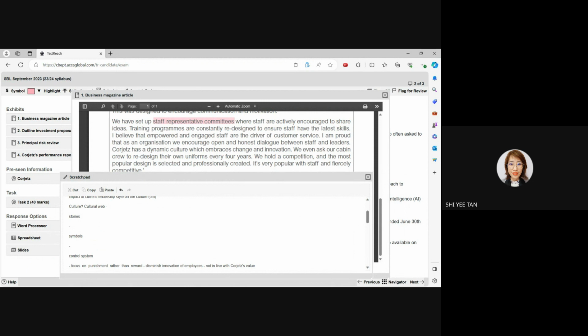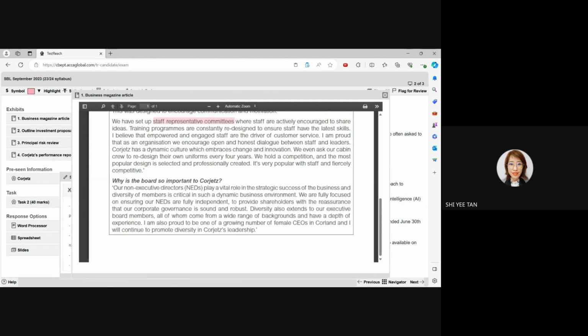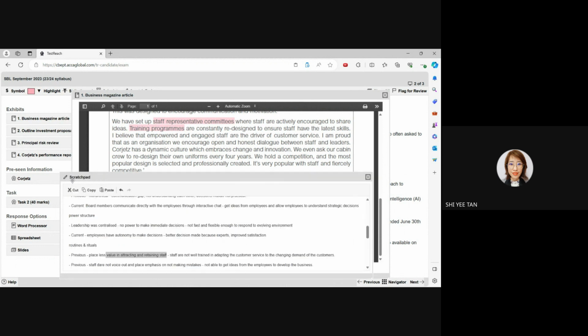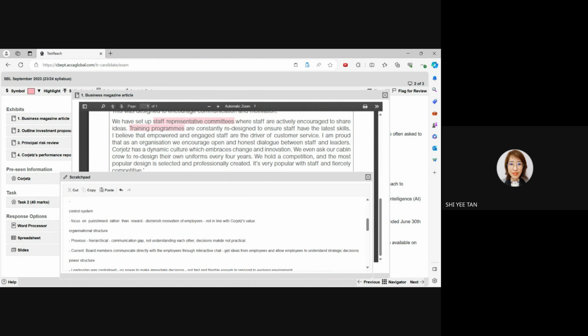Then training programs are constantly redesigned to ensure staff have the latest skills, right? So this one is related to what we said just now, placing value on attracting and retaining the staff. So this one you can put in also, training programs. And this one can be a control system as well. Control system is the way you reward your employees, the way you want your employees to perform as what you want. So as a part of control system, they actually give training programs.